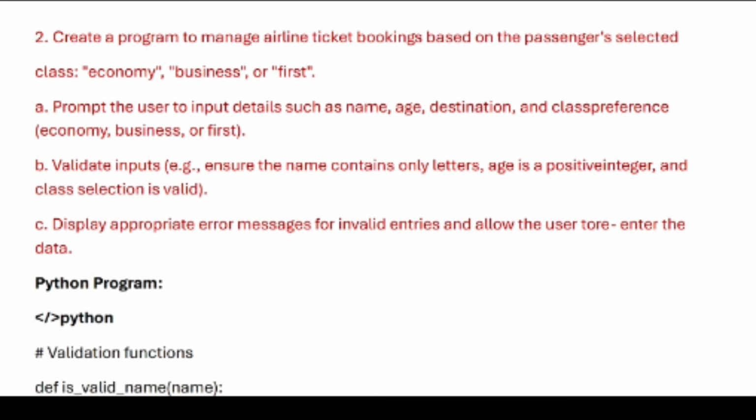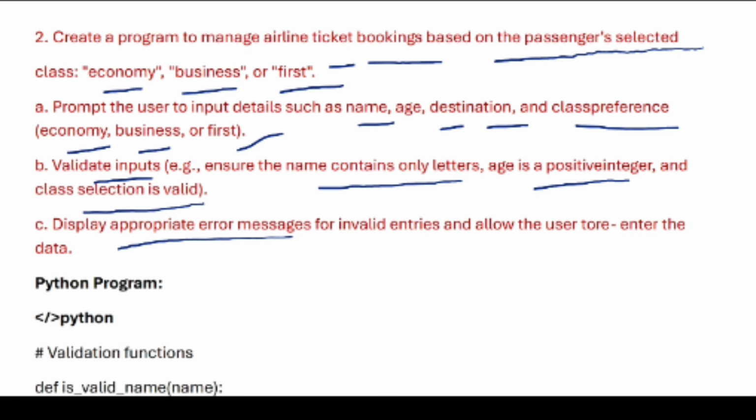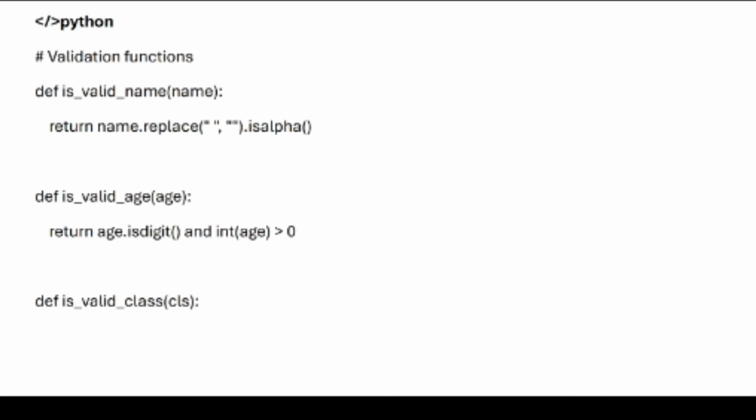The next question: create a program to manage airline ticket booking based on the passenger's selected class: economy, business, and first. So in that program, you have to take input for name, age, destination, and class preference, which may be economy, business, or first. Validate the inputs: ensure the name contains only letters, age is a positive integer, and the class selected is valid, and display an appropriate error message for invalid entries. Allow the user to store the entered data. Based on that, we are going to create a program. So this is the program.